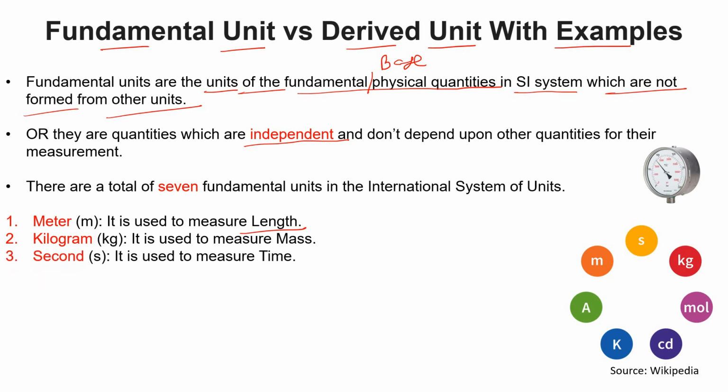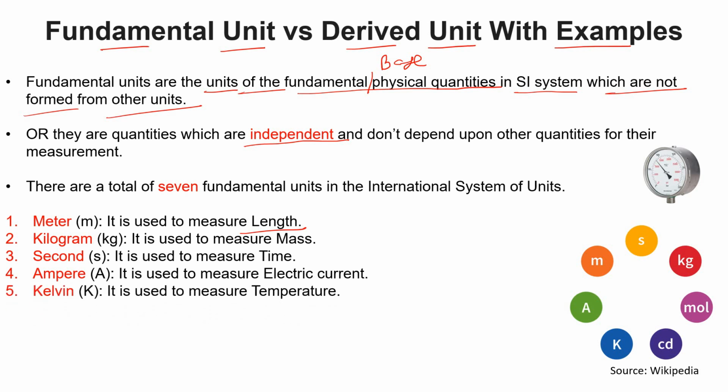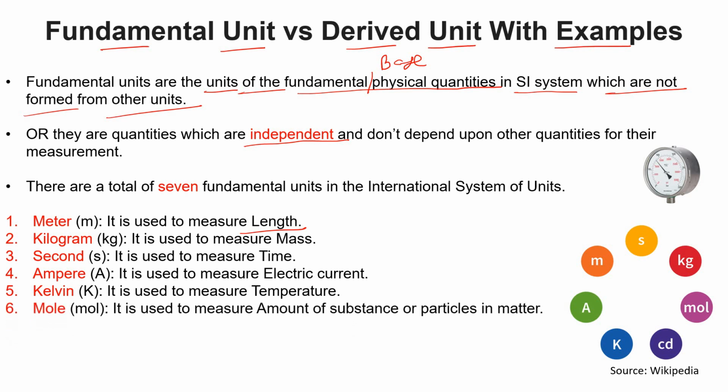Then second, which is used to measure time; ampere, which is used to measure electric current; Kelvin, which is used to measure temperature. These are all SI units, please understand this. Mole is used to measure the amount of substance or particles in matter. I hope you have heard about Avogadro's law, which tells you about the mole.